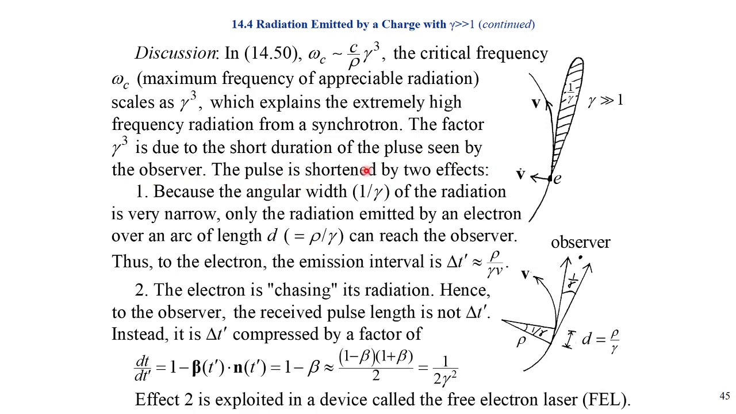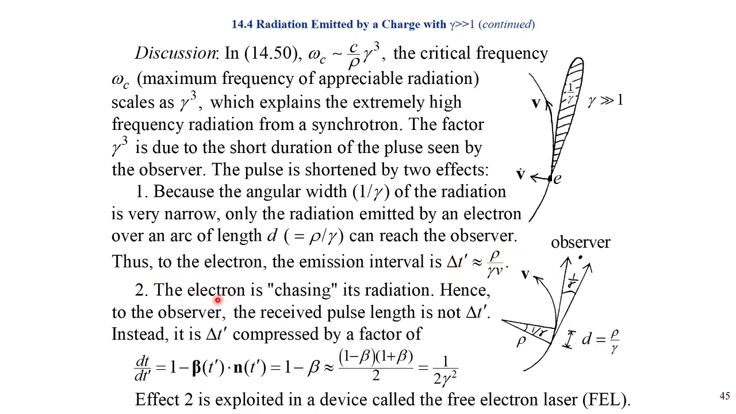The pulse is shortened by two effects. One, because the angular width of the radiation is very narrow, only the radiation emitted by the electron over an arc of length d can reach the observer. Thus, to the electron, the emission interval is delta t prime, approximately equal to rho over gamma v.